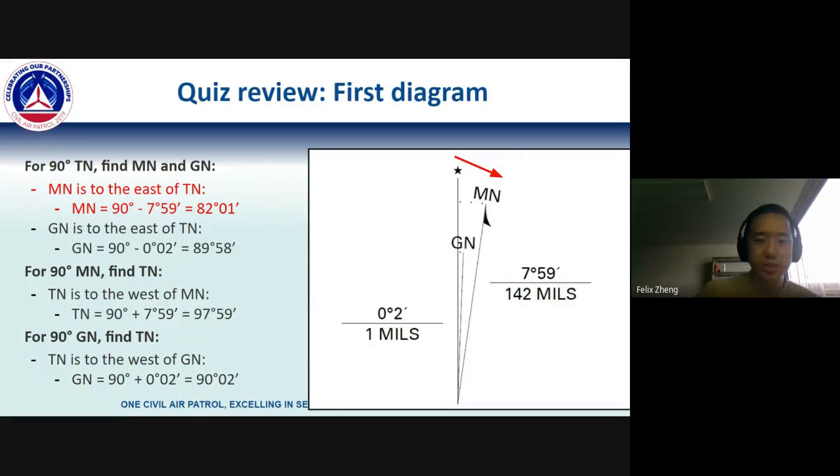So we'll go over some of the questions in the quiz just so that you guys can see the process for getting to the correct answers. So for 90 degrees true north, you want to find magnetic north and grid north. So starting off with magnetic north, we notice on the declination diagram that magnetic north is to the east of true north. So we know we need to subtract. So 90 minus 7 degrees, 59 minutes is 82 degrees, 1 minute. Similarly, if you want to find grid north, you also want to subtract since it is to the east of true north.